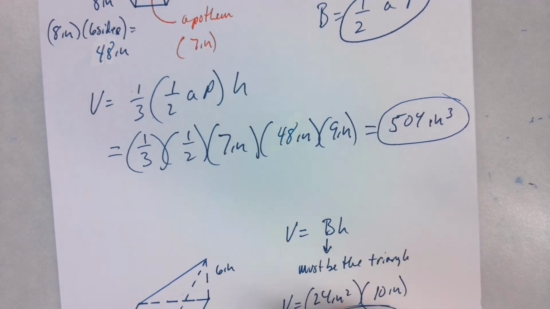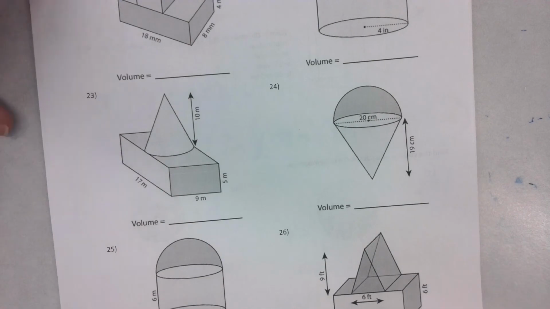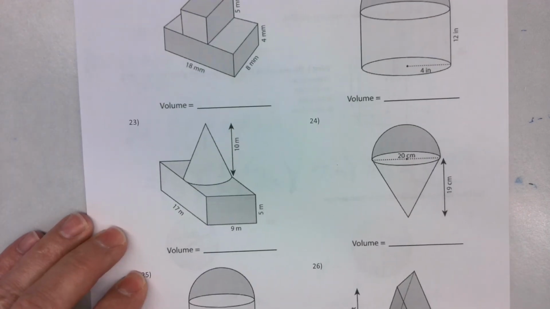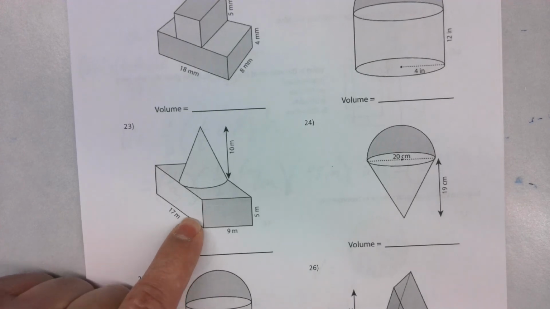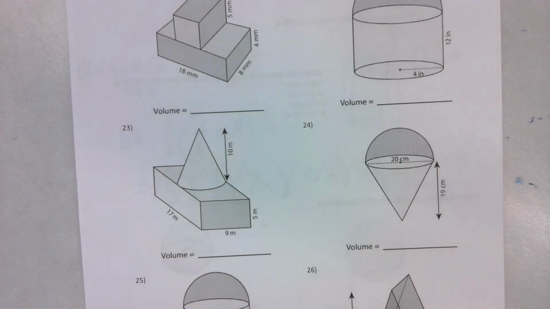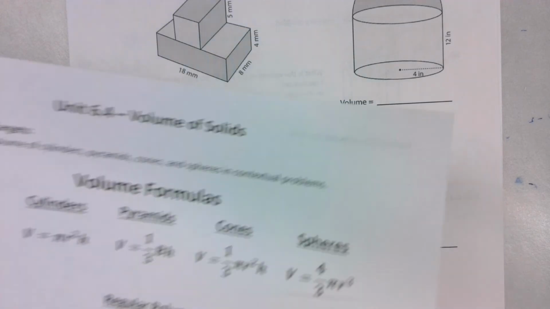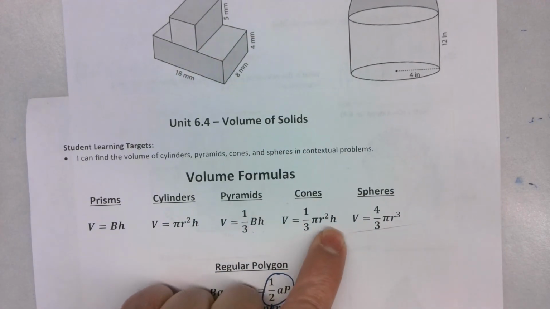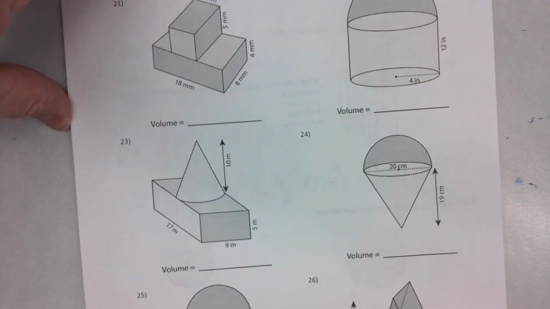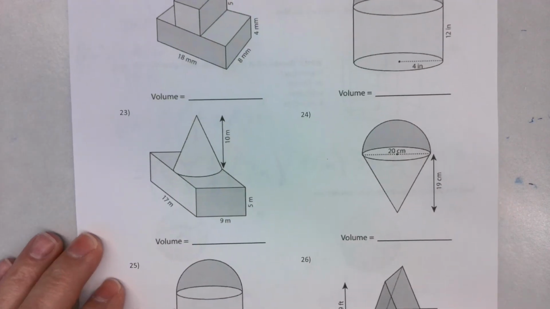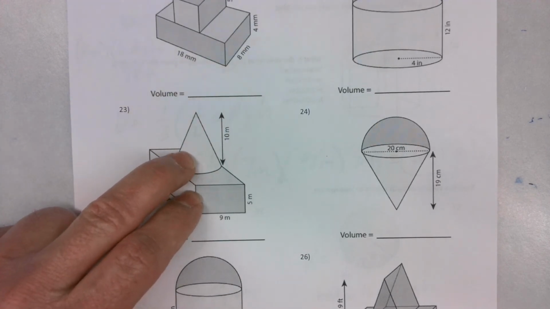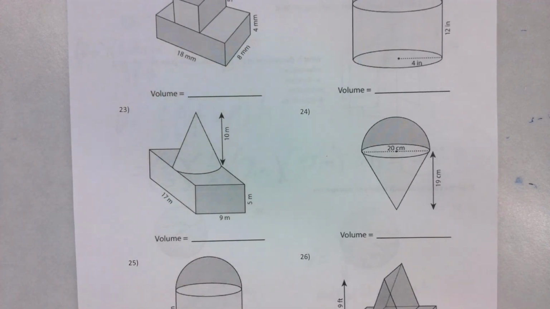Now, last thing I want to do, and I'm actually just going to do this right here, is one of these compound figures back here. Okay? Now, I want to do this one because I haven't covered a cone yet, but we do have the formula for a cone on our worksheet right here. 1/3 pi r squared h. So what I want to do is talk you through, or maybe someone can talk us through, how they would go about doing this the easiest way possible. Anybody got any ideas?